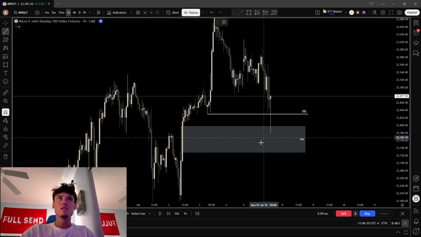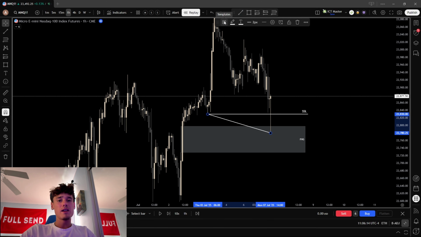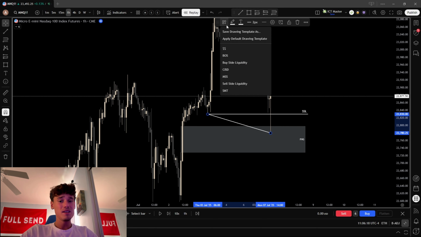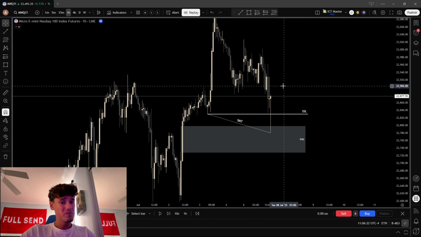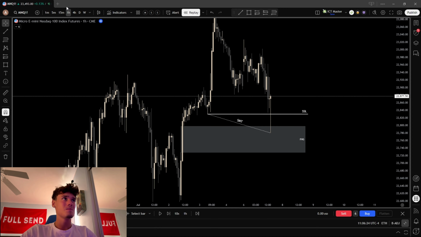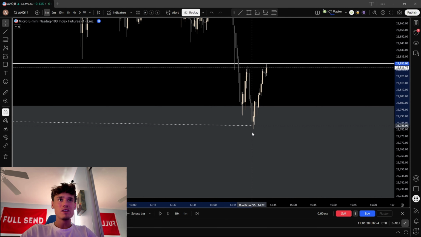Fair value gap, inefficiency in the market that has to get filled. A lot of orders as well waiting in that area. So sell side liquidity and the fair value gap, that's a very big zone. Paired with an SMT with NAS and ES, now it's 3 times bigger. Now we drop down to the 1 minute. Now let's see if we can have an entry.